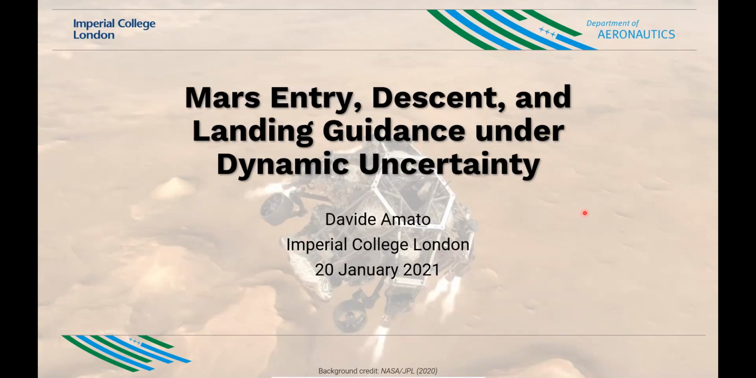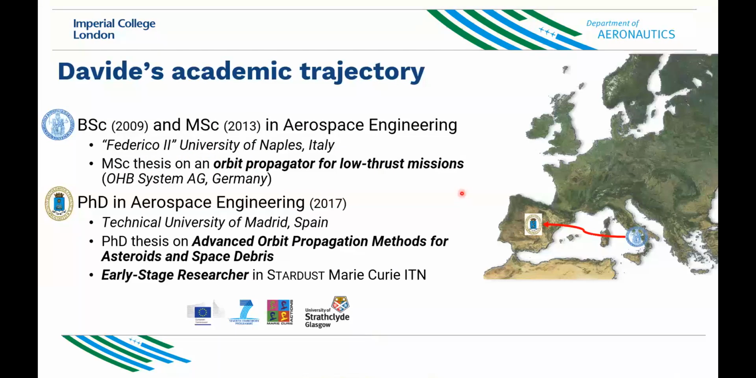I actually had prepared a few slides just to introduce myself, since I'm new to Imperial. But essentially, yes, I'm from Naples, Italy. I graduated with a bachelor's and master's in aerospace engineering at Federico II University there. And I really entered the world of astrodynamics through a master thesis on an orbit propagator.